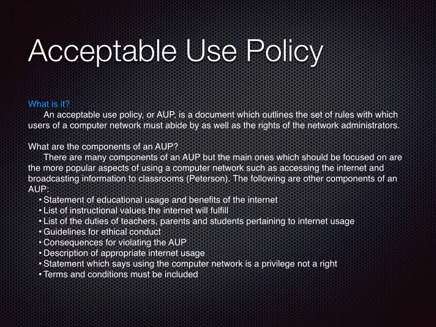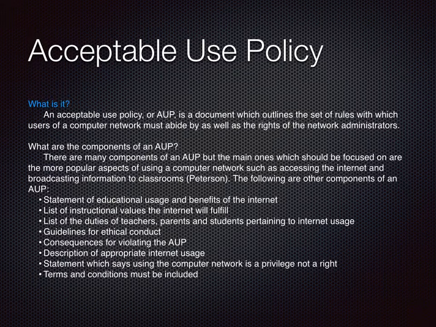Next, I'm going to talk about acceptable use policy, which is something that would be implemented district by district, school by school, however you have it set up. What is it? An acceptable use policy is a document which outlines the set of rules with which users of a computer network must abide by, as well as the rights of the network's administrators. There are different components of an acceptable use policy. The main ones that should be focused on are the more popular aspects of using a computer network, such as accessing the internet and broadcasting information to classrooms.